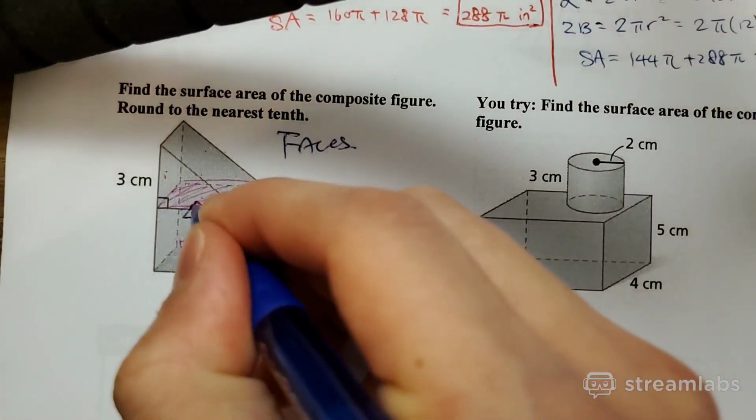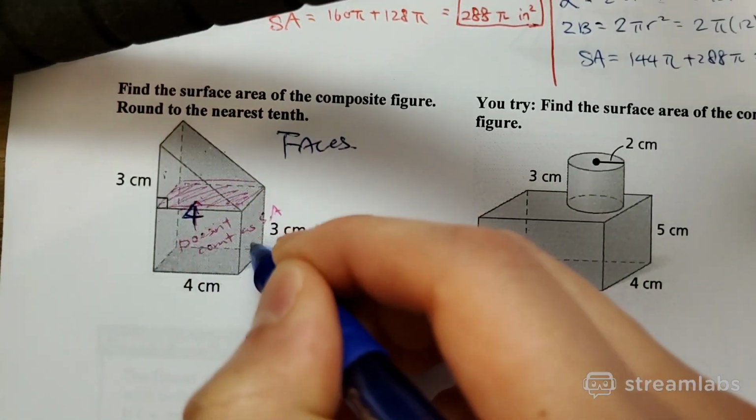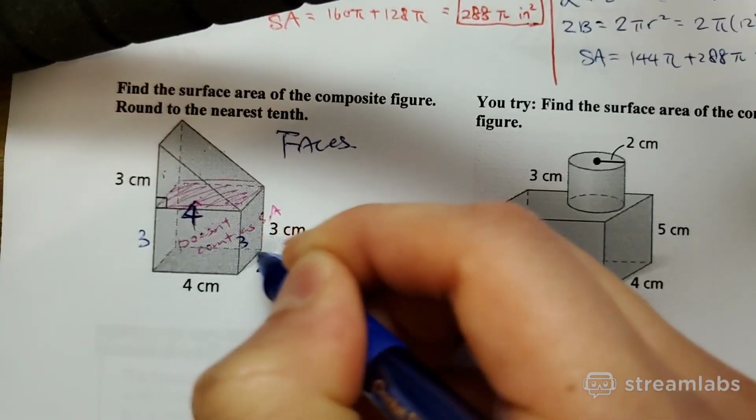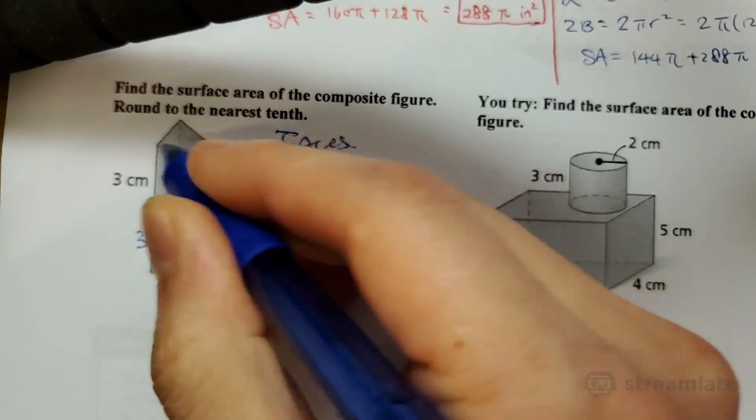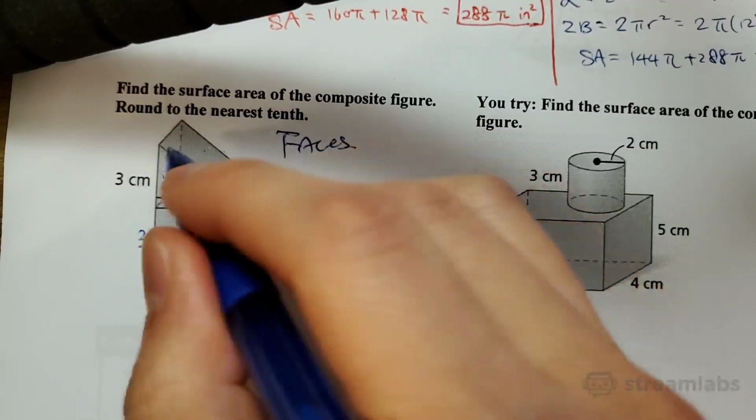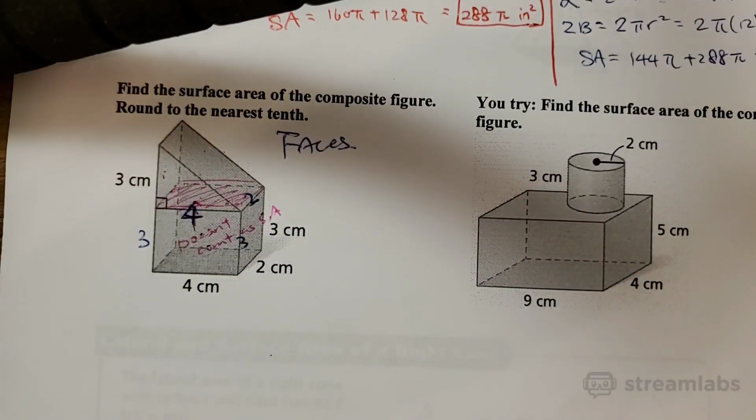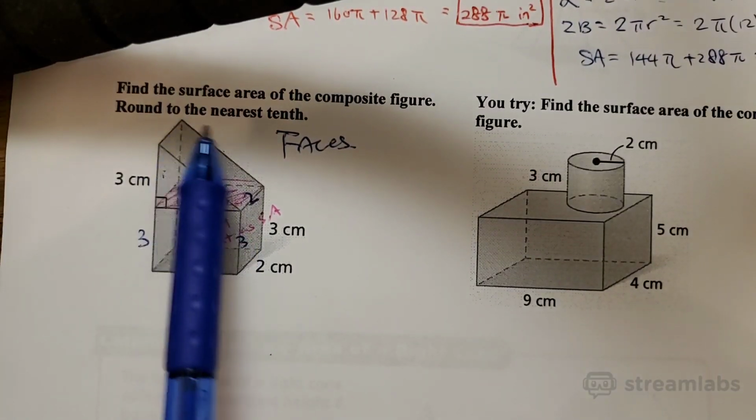So 4 here, right? 3 here, 3 here, 3 here. 2 here. Can I get the slanted side? What is the slanted side? How can I find it if you can't find it? What are these slanted sides?